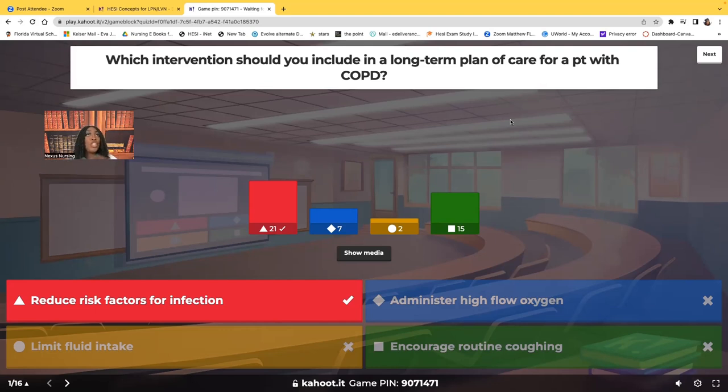What should be included in a long-term care plan for a patient with COPD? They've got emphysema, they've got bronchitis, they've got COPD. What should be included? It should be reduce risk for infection. That type of patient that has a chronic condition needs to be the first one in line getting their flu shot every year. They need to be the first ones in line getting their pneumonia vaccination. They need to be taught to stay away from crowds, stay away from people who are sick. Their lungs cannot handle any illnesses. They cannot get pneumonia, right? So you're going to teach them ways to stay healthy and stay away from infection or people who are sick.